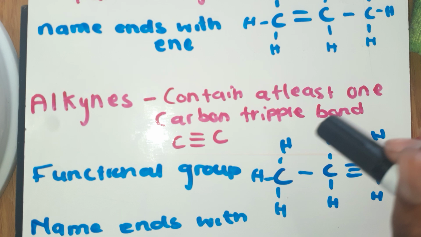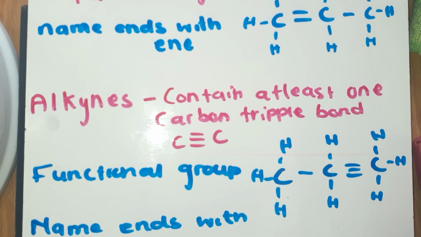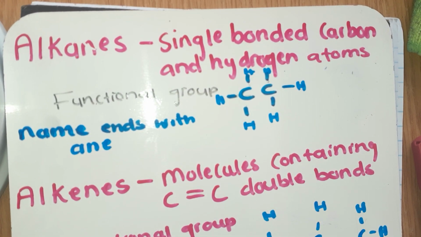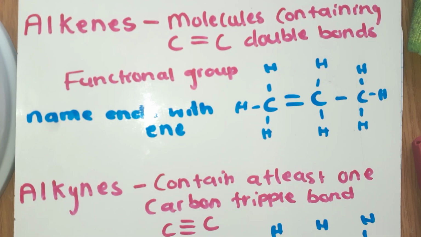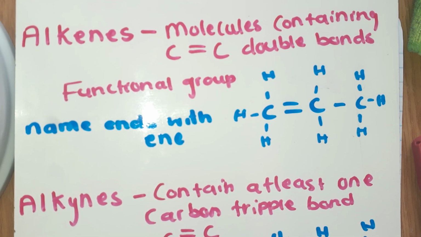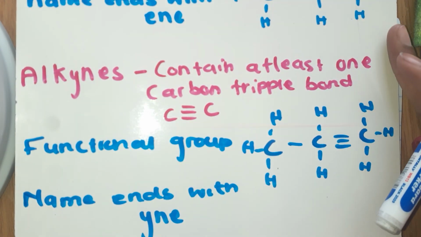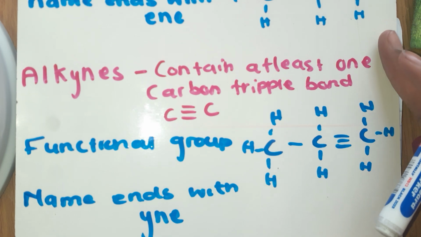And then we have alkynes. So this one contains at least one carbon triple bond. So just know from the beginning, we have carbon and hydrogen single bonds, alkanes, and here we have double carbon bonds. And on this third one, we have triple carbon bonds, right?